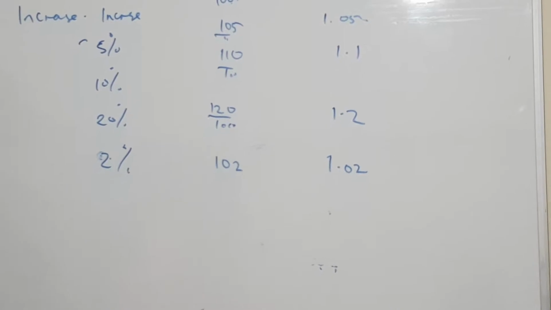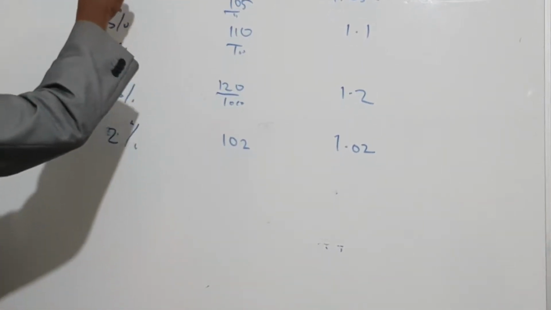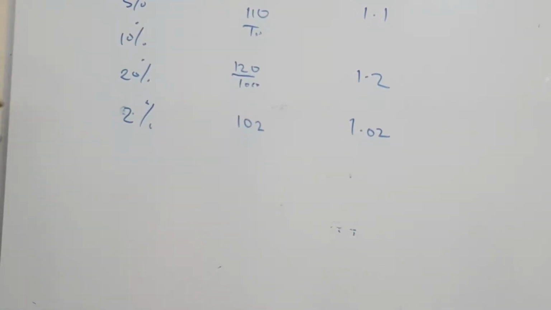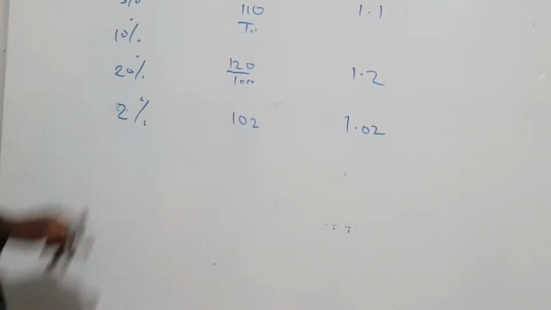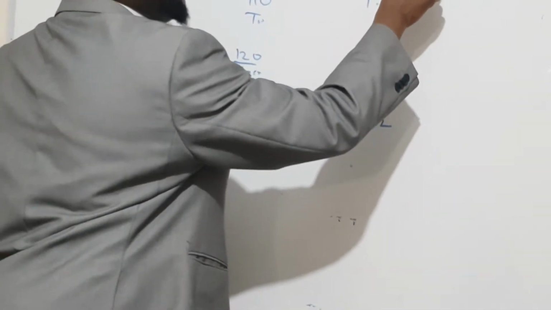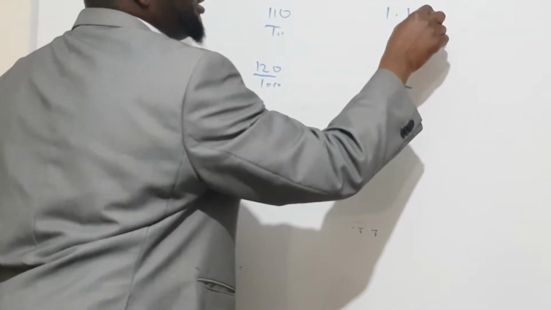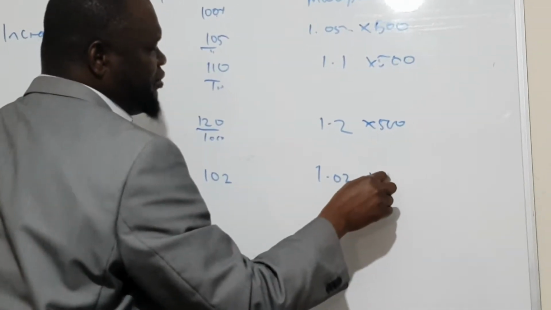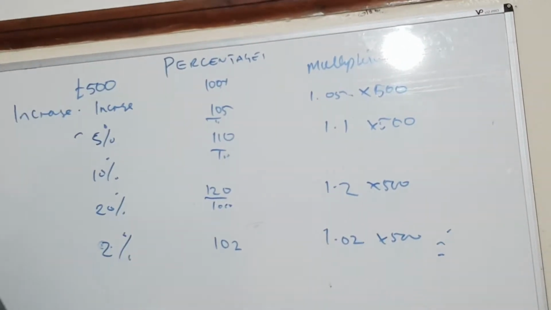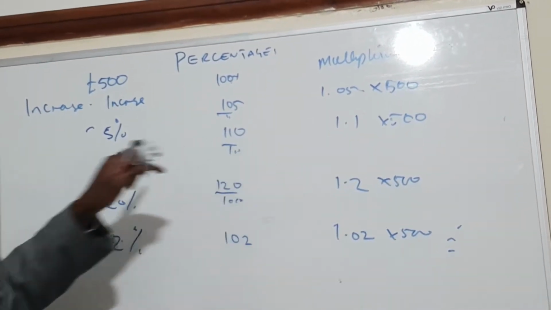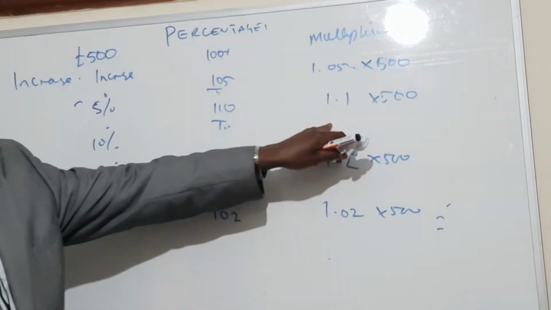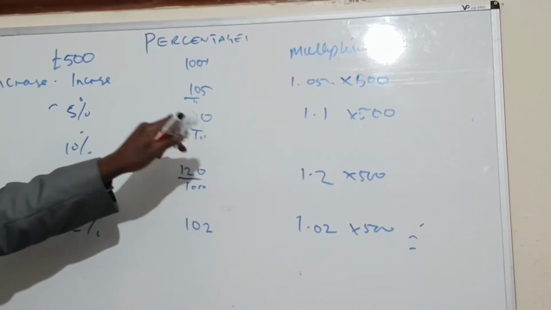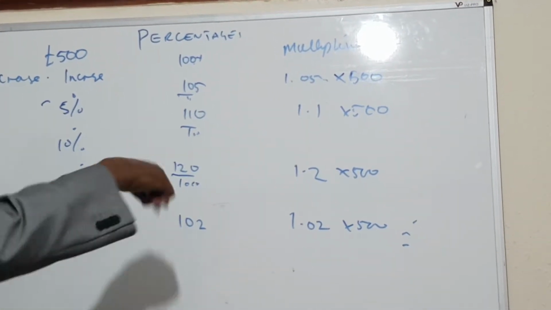So let's say the price of a car was £500. Let's say there was an increase in the price by 5%. You just multiply 1.05 by 500. Instead of finding the 10% and adding it on top of the 500, you just multiply by 1.1, because 1.1 means 100 plus 10, because it increased by 10. So we add 10 to 100%.